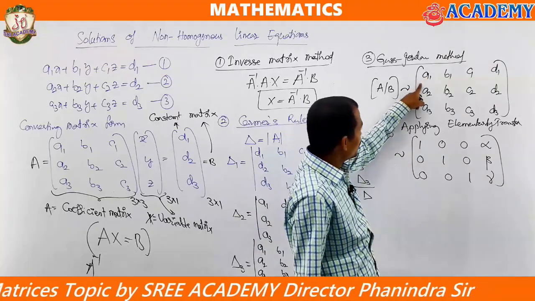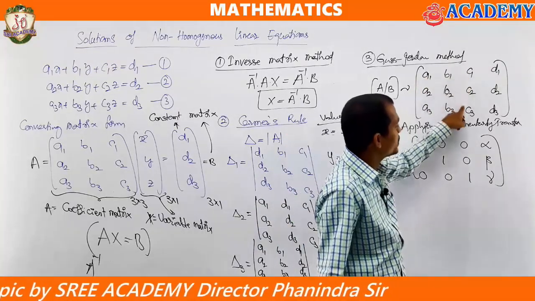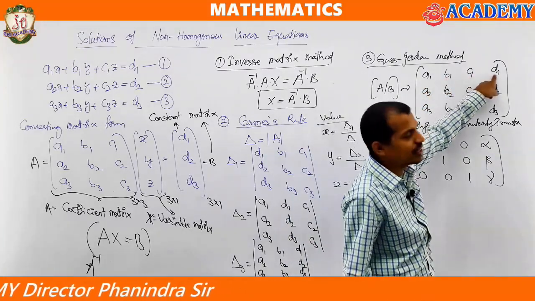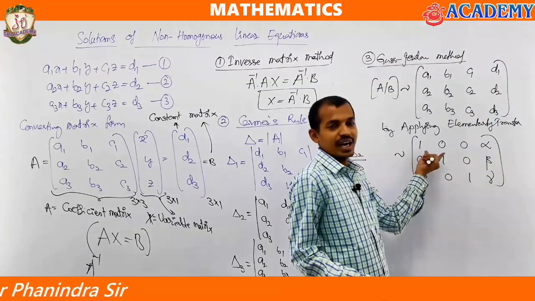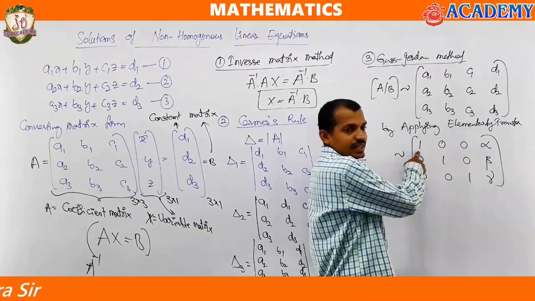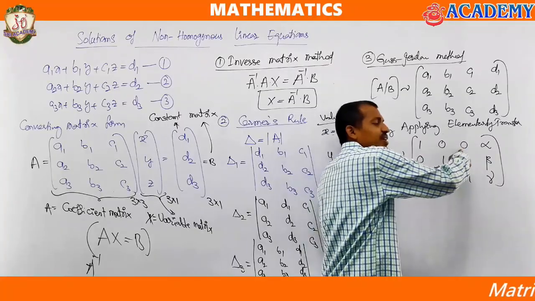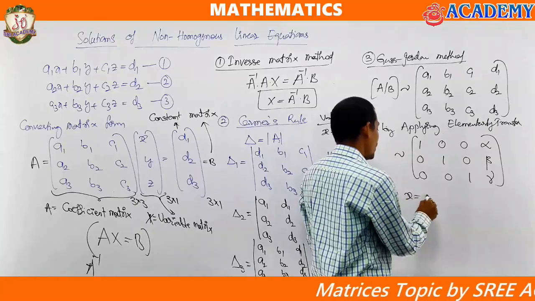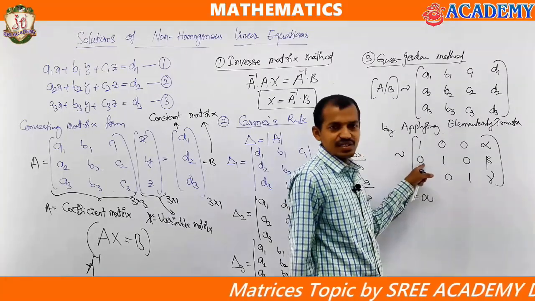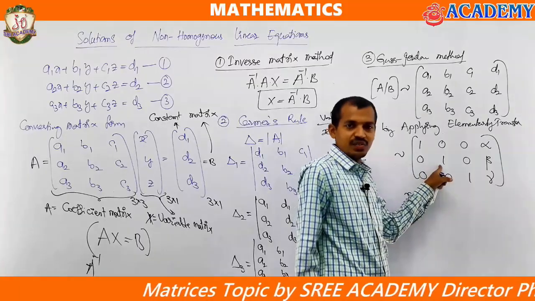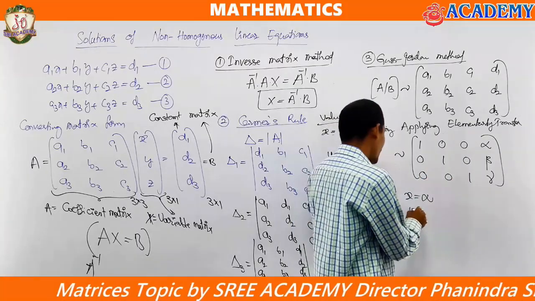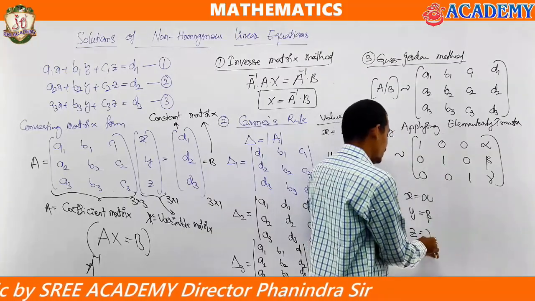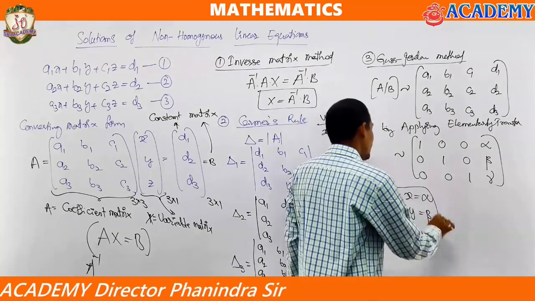Indirectly, these are the x coefficients, these are the y coefficients, and these are the z coefficients. If you write the equation a1x plus b1y plus c1z equal to d1, and in the same way here, 1 into x plus 0 into y plus 0 into z equal to alpha, you will get the x value directly. x is going to be alpha. If you write 0 into x plus 1 into y plus 0 into z, then y equals beta, and from the last row you will get z equal to gamma. You get these values directly.